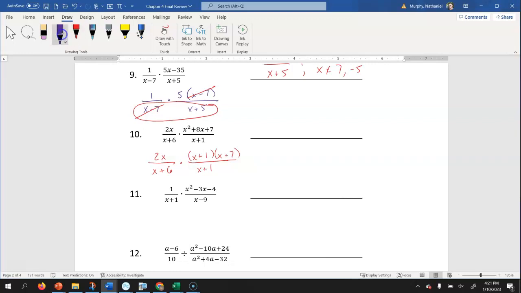Now is the fun part. We just get to cancel things out. The x plus 1's cancel out, and that's it. We can't cancel out anything else. We're left with 2x times x plus 7 in the numerator and x plus 6 in the denominator.